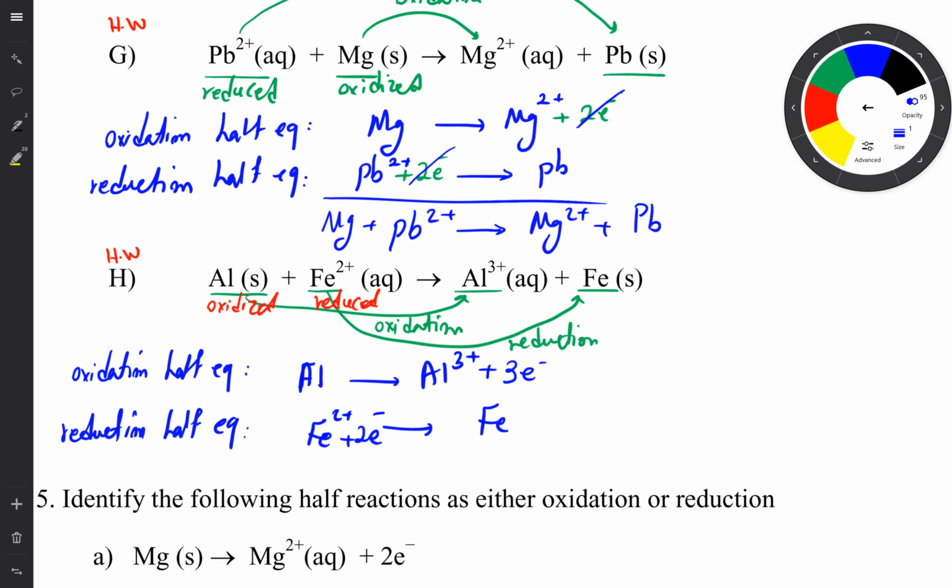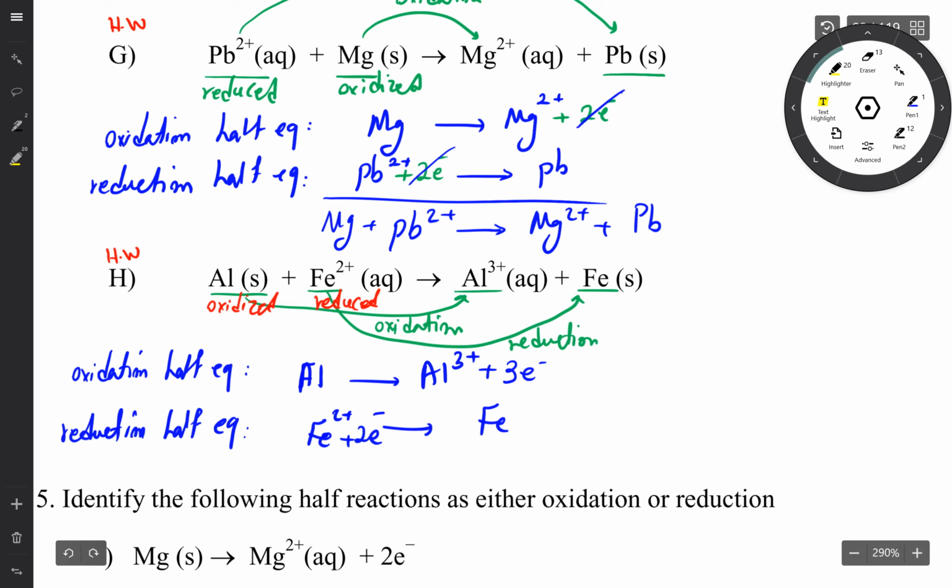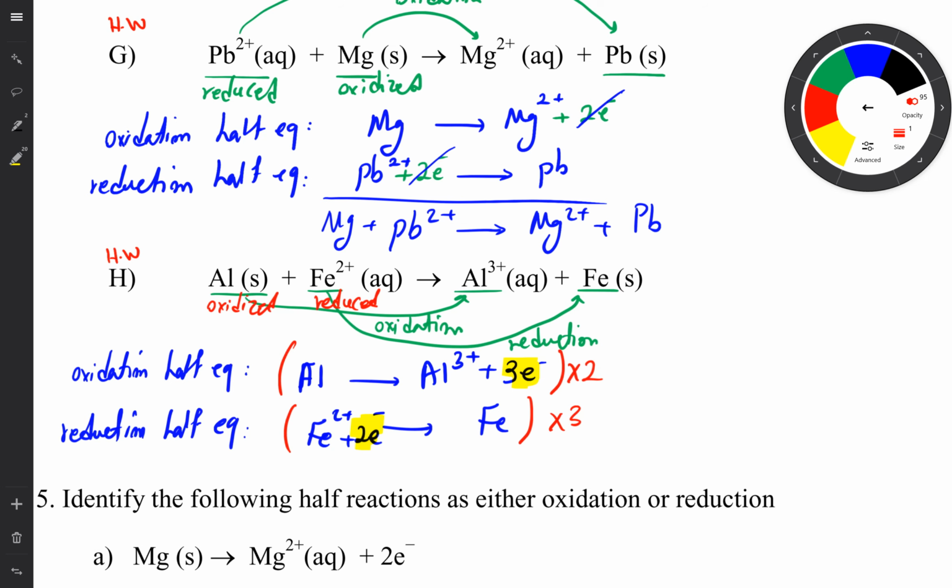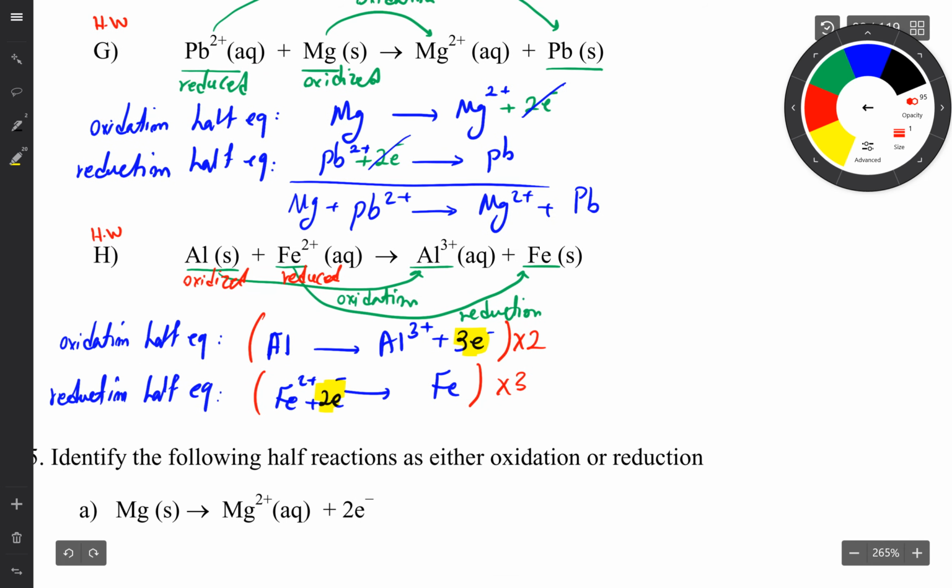Now we have to add these two half equations, but as you can see, the number of electrons is not equal, so we have to multiply these equations by an appropriate number to make them equal. I can multiply the first one by 2 and the reduction half equation by 3, so the number of electrons would be equal. I rewrite these equations on the right side.